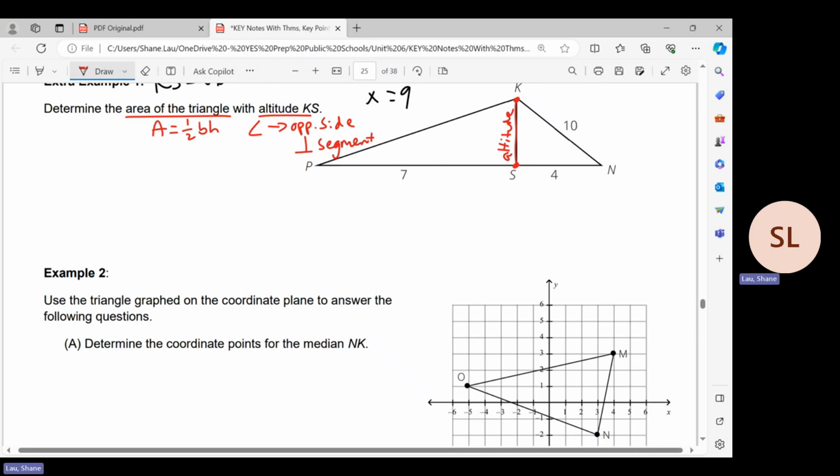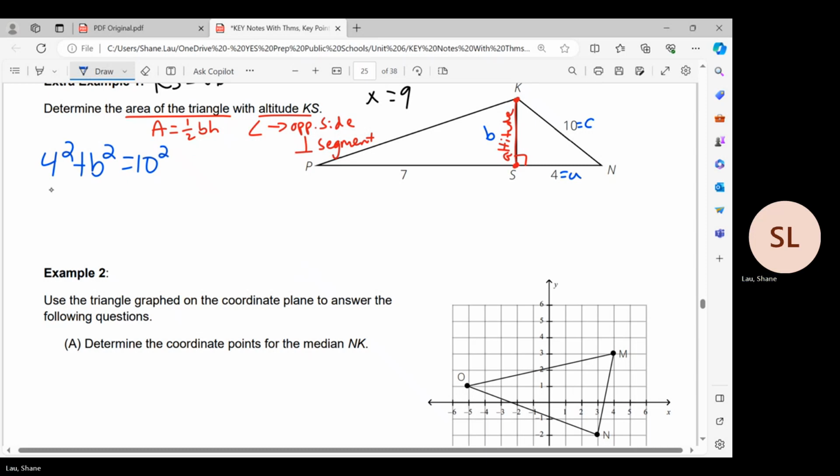If we look at this triangle KSN, because we know that this is an altitude and we know that this angle must be perpendicular, must be 90 degrees, we can use the Pythagorean theorem. So we're going to do just that. We're going to treat SN as our A, and KS as our B, and of course, since 10 is the hypotenuse, that's going to be our C. So we're going to take 4 squared plus B squared equals 10 squared.